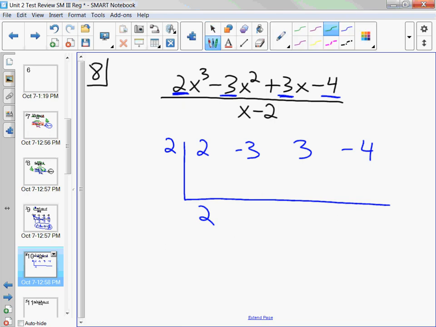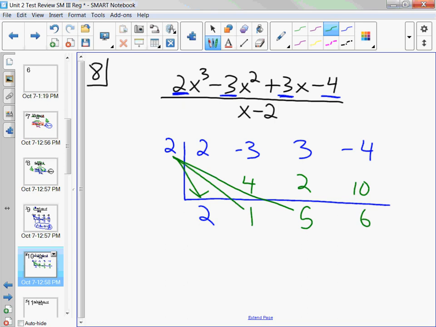I'm going to multiply 2 times that 2, and I'm going to get 4. I'm going to add negative 3 and 4 to get 1. And I'm times 2 times 1. And I'm going to get 2. I add, I get 5. Times 2 times 5, I get 10. I add, I get 6.